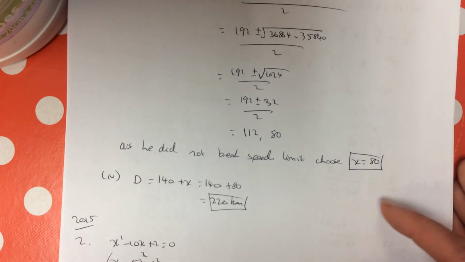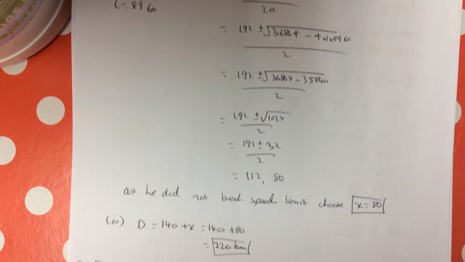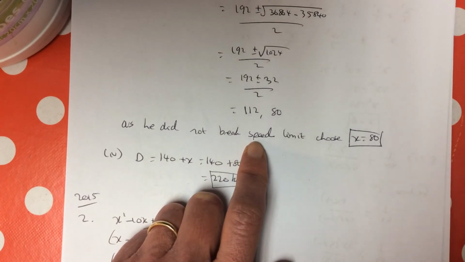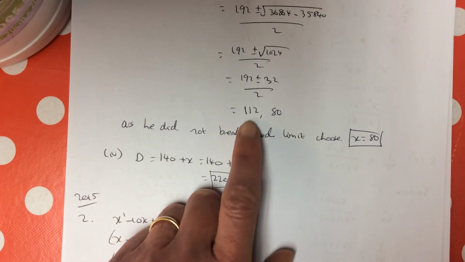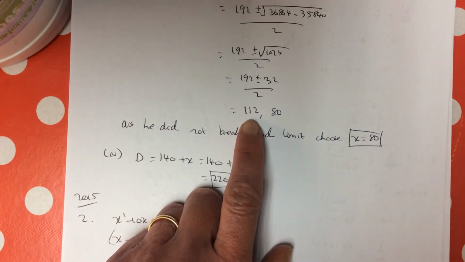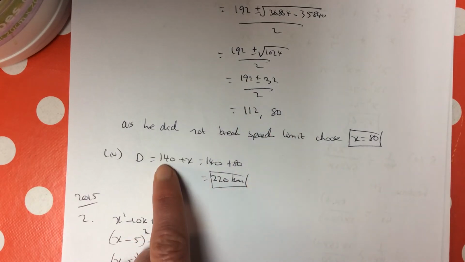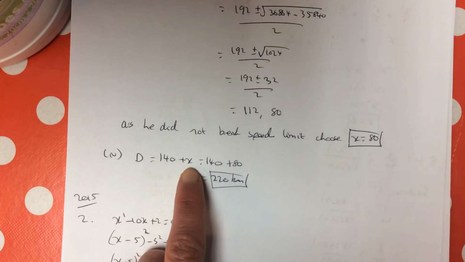Factorise or use the formula, and that's just me running through the formula there. He did not break the speed limit, and you were told that the speed limit was 96, so you couldn't have chosen this here as an answer. X is 80. And then find out his total distance, stage 1 plus stage 2 distance.